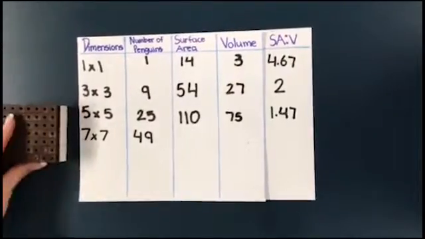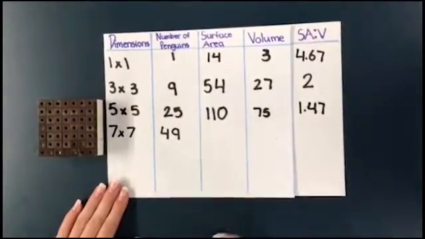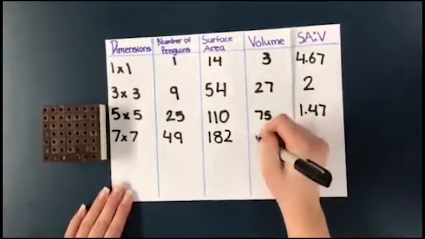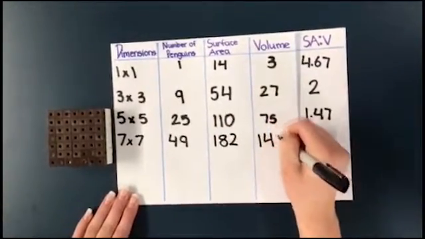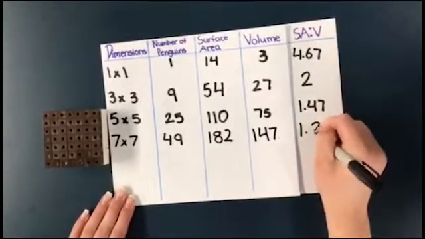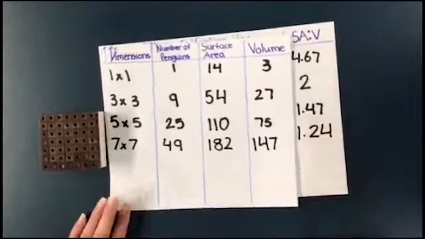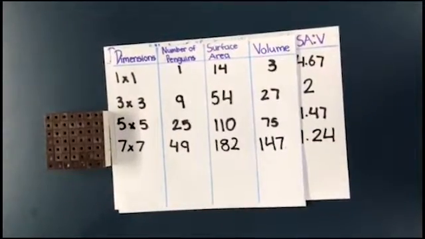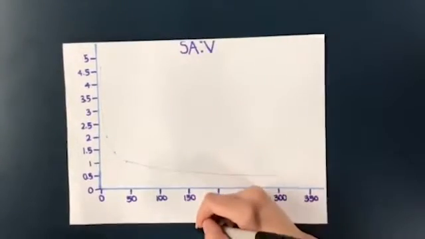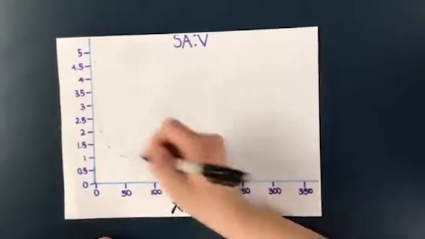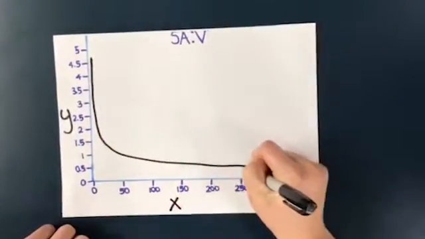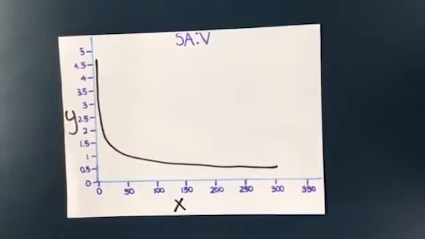I made a bigger huddle with 49 penguins and the surface area was 182 and the volume was 147. And when we divide them, it is 1.24. It looks like the numbers are going down. Can we put it on a graph? Yes, like this. Let's put the number of penguins on the x-axis and the ratio on the y-axis. You can see the graph is decreasing, which means they're staying warmer.